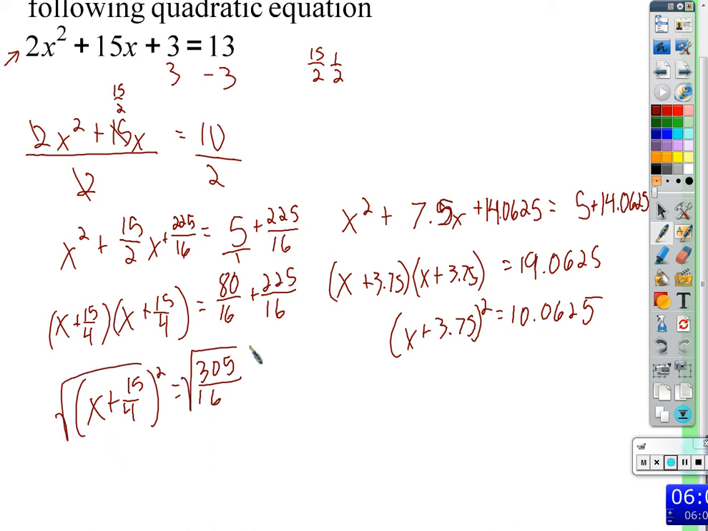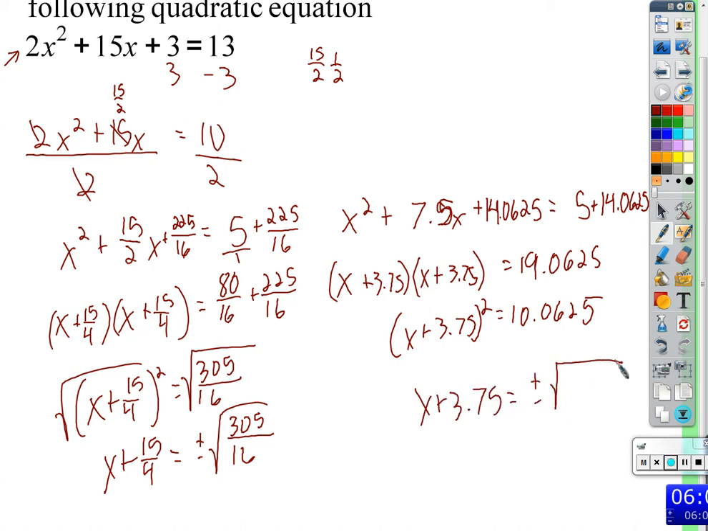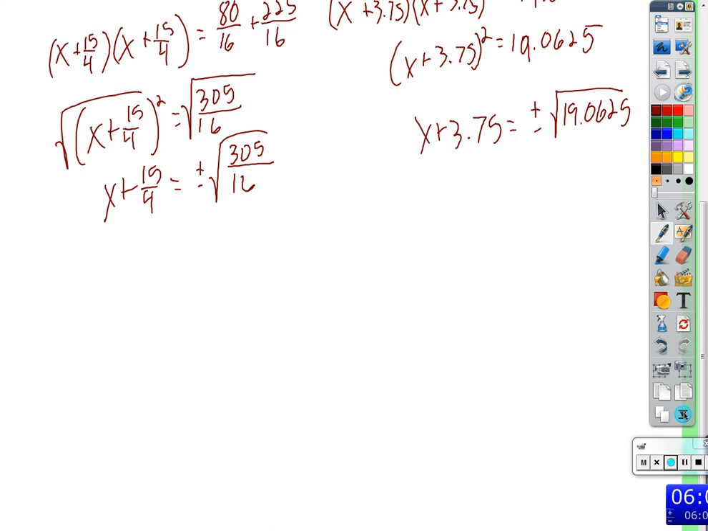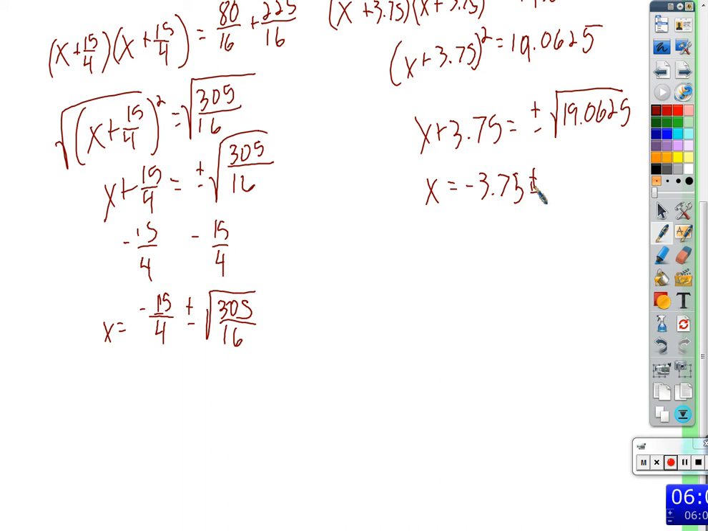So we take the square root of both sides. x plus 15/4 equals plus or minus the square root of 305 over 16. x plus 3.75 equals plus or minus the square root of 19.0625. Subtract 15/4 on both sides. x equals negative 15 over 4 plus or minus the square root of 305 over 16. And you can put that in your calculator, you get the decimal that way. Over here, negative 3.75 plus or minus the square root of 19.06.